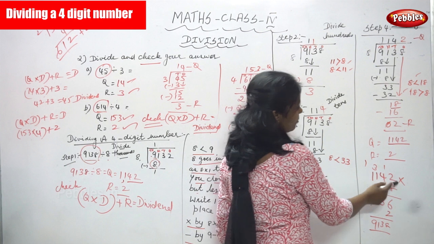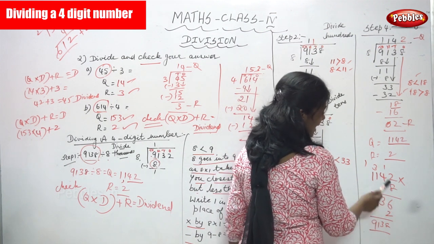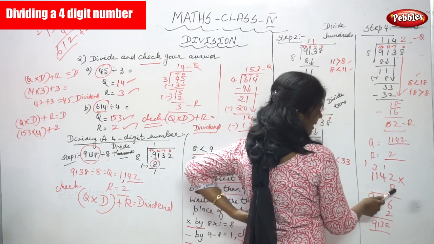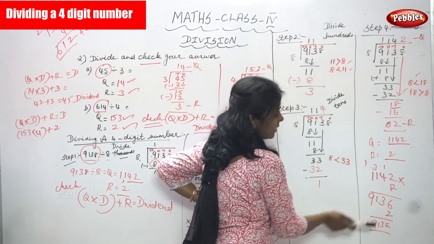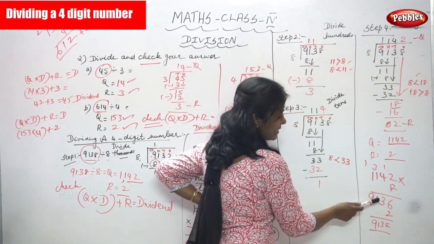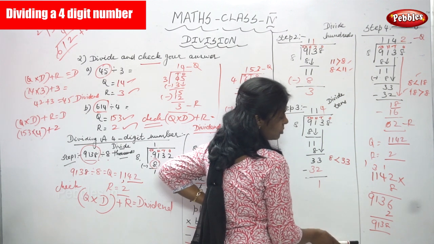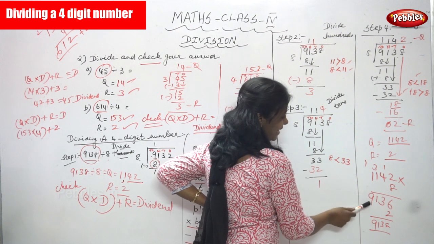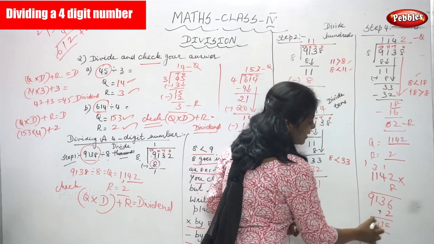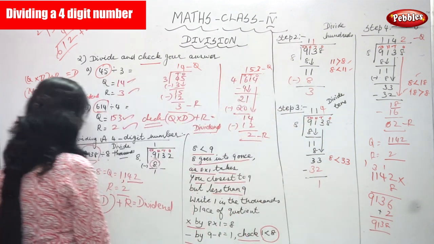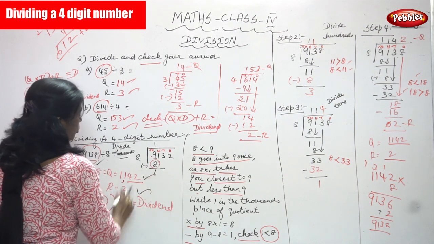So 1142 into 8, so if you multiply, 8 2s are 16, 6 carry over goes to the tens place, and 8 4s are 32, 32 plus 1, 33, and the carry over goes to the 100 place. 8 1s are 8, 8 plus 3, 11, 1 is here, the carry over goes to the 1000 place. 1 8 is 8, 8 plus 1, 9, 9136, then add the remainder, you can get 9138. So this is the right answer. Okay, so whatever you find, the quotient and remainder both are correct.